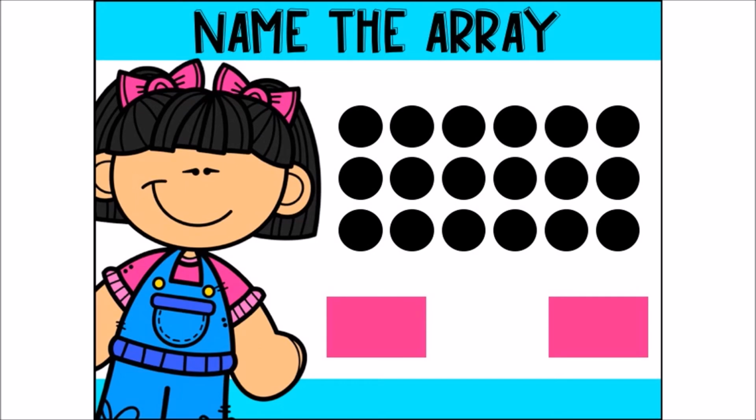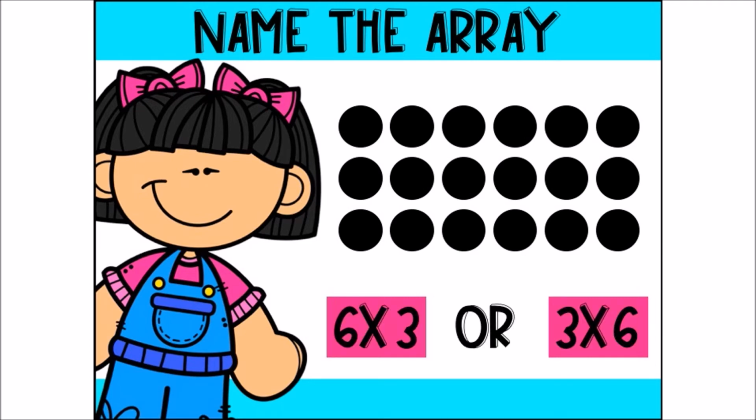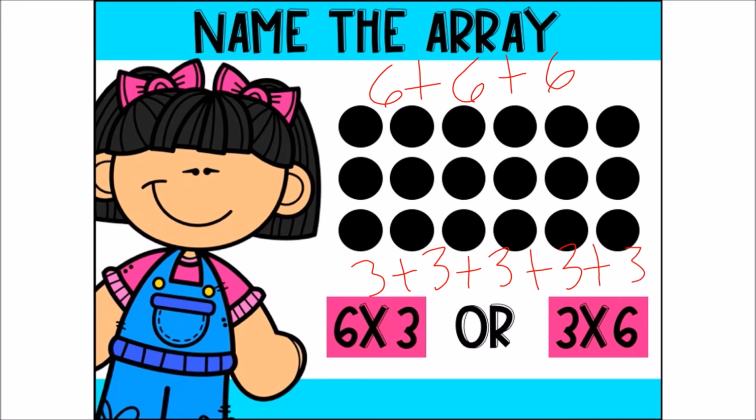Okay, name that array, count your rows, multiply it by your columns, and switch. Our answer is 6 times 3 or 3 times 6. Would you please write a repeated addition sentence for this same problem? Your repeated addition sentence should be 6 plus 6 plus 6 or 3 plus 3 plus 3 plus 3 plus 3 plus 3. Either way, I'm going to get the same answer. Write it down: 18. Either way, it will equal 18.